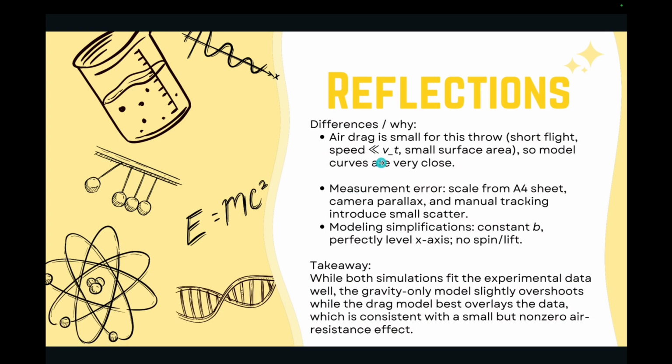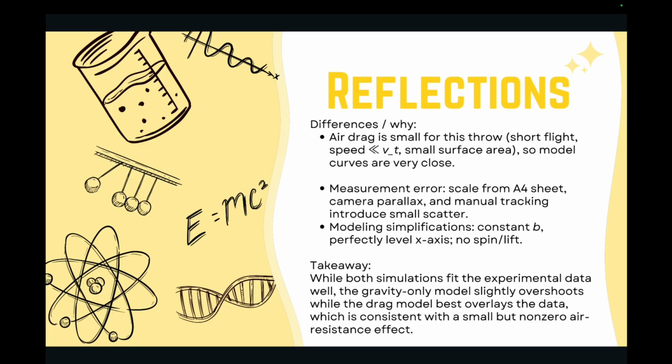Here are the differences, maybe why. Air drag is very small, so here's why. There are maybe three reasons. It's because of the short flight of the projectile, the speeds are well below terminal velocity, and there's a small surface area, so it can't grab the air as much. So the models are very, very close. There are also other reasons like measurement error with the scale from the A4 sheet, camera parallax, and manual tracking introduces small scatter. I can't click the middle of the ball every single time when I'm tracking it. I try, but I can't.